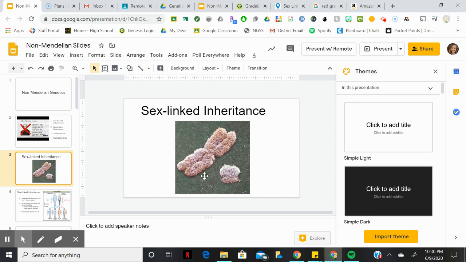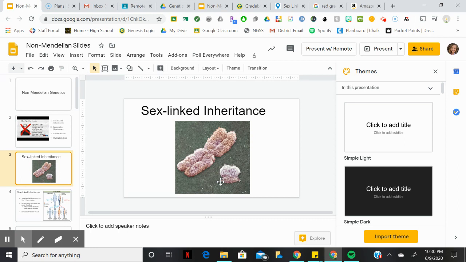So this picture is actually of an X and a Y. So this organism would be a male, okay? And when we talk about sex-linked inheritance, this is the inheritance of genes on the sex chromosomes. So the X chromosome carries a certain set of genes. There's all different sorts of genes that are found only on the X chromosome. And then there are genes found only on the Y chromosome.